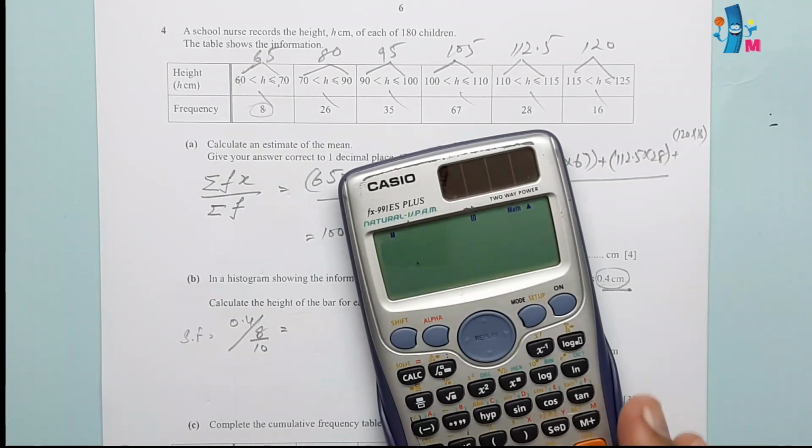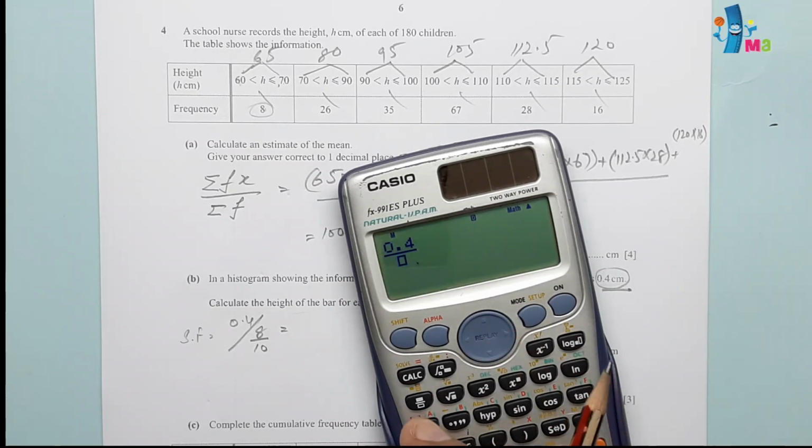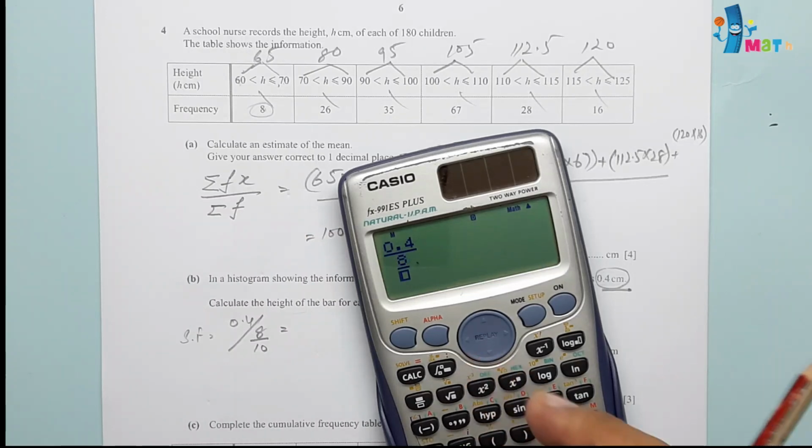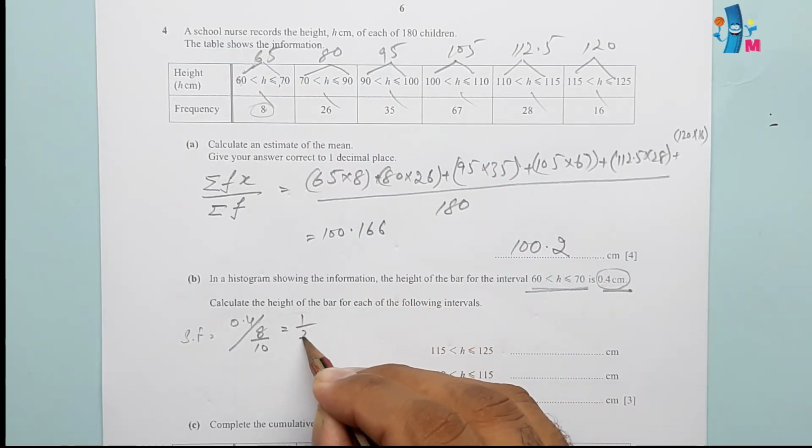So the scale factor is 0.5. Basically, we can take fractions first. So 0.4 divided by again the fraction 8 over 10. This will be equal to 1 by 2. So our scale factor is 1 by 2.